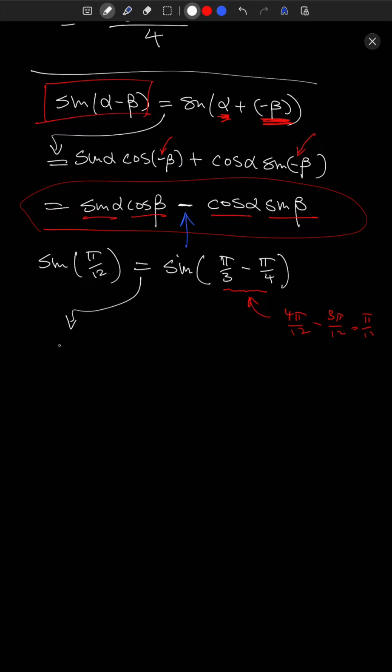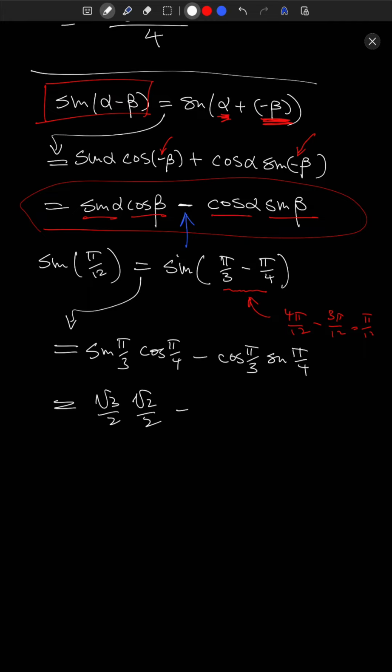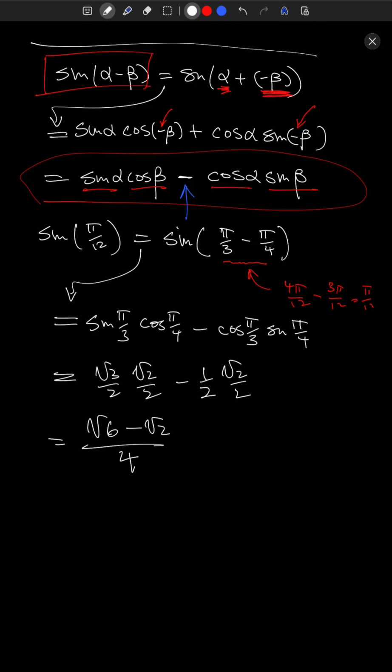And so we can just use our identity to break this down into simpler pieces. This is sine of pi over 3, cosine of pi over 4, and then minus cosine of the first guy, pi over 3, and then sine of the second guy, pi over 4. All right. And ultimately, we're going to end up with sine of pi over 3, which is root 3 over 2. And then we got root 2 over 2 minus 1/2, and then root 2 over 2. And that ends up giving us root 6 minus root 2 all over 4. All right, so again, the same kinds of applications that we saw last week, except with sine replacing cosine, the sine identity replacing the cosine identity.